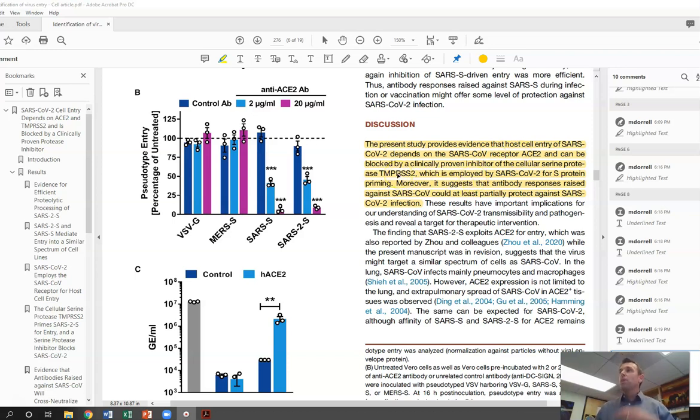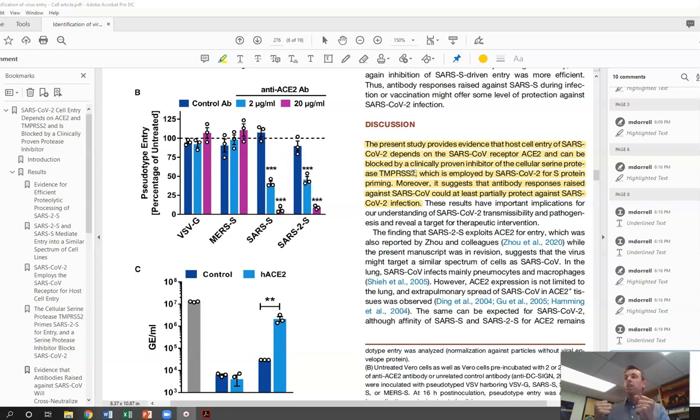And then they talk a little bit about the TMPRSS2. And so they know that that's important because if they block it, the virus doesn't get in. So these are key things that we are going to look for in the results. We're going to look for the similarities of the spike protein that binds to ACE2.